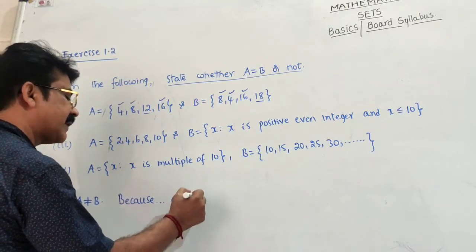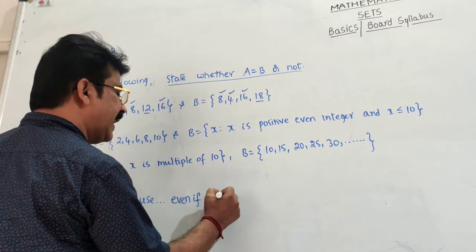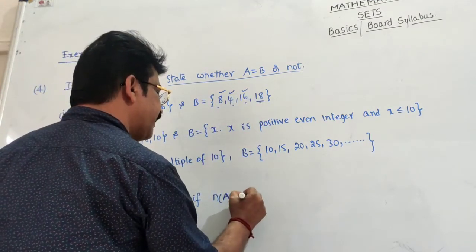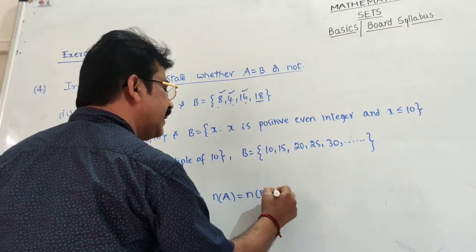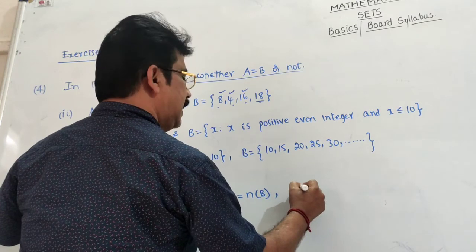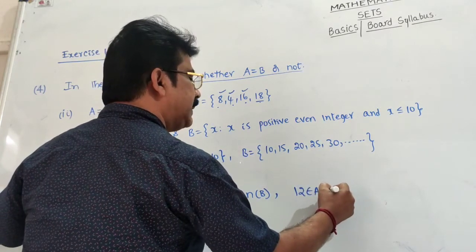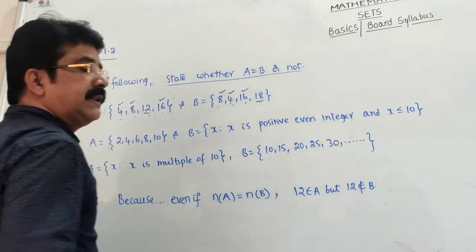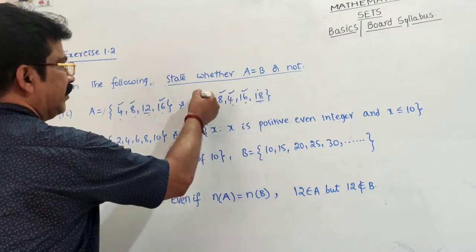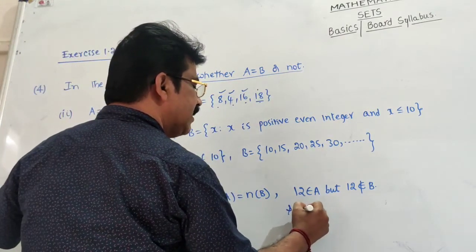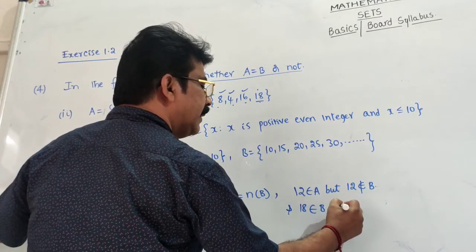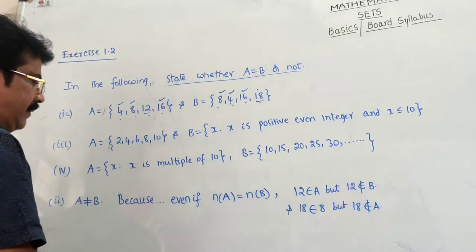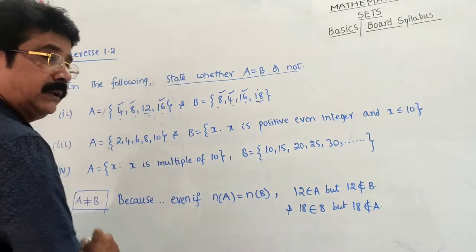Even if n of A, meaning 1, 2, 3, 4 elements, equals n of B, 12 belongs to capital A, but 12 does not belong to capital B. This is the reason. Of course, 18 belongs to capital B, but 18 does not belong to capital A. This is the reason for saying A not equal to B.